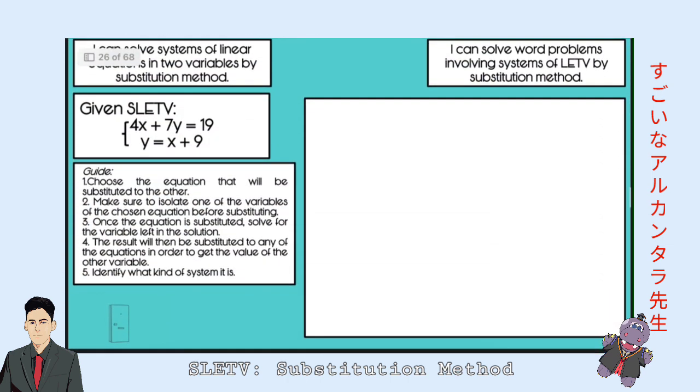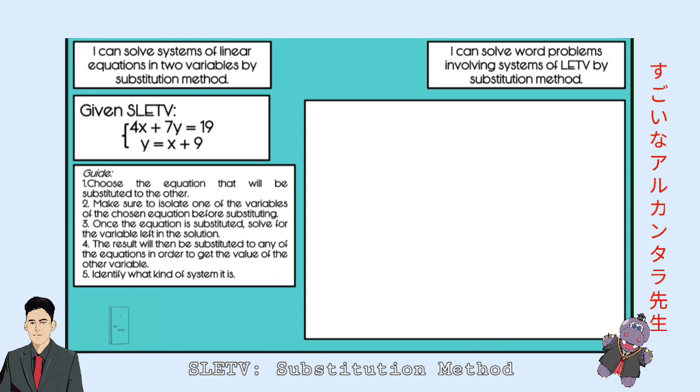Let's have 4x plus 7y equal to 19, and now we have y is equal to x plus 9. Now, this is what I've been talking about. Here, you can notice that there are two equations, 4x plus 7y equal to 19, and take note of your equation number 2. Y is equal to x plus 9. Y is already isolated, so you will substitute that to the first equation.